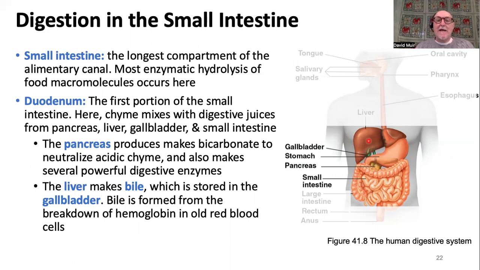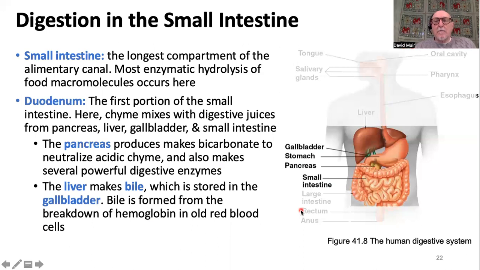Bile is created from the breakdown of red blood cells. The hemoglobin in red blood cells is processed to produce bile, and it's accumulated in a bladder, the gallbladder, and is then passed in a duct to the small intestine.